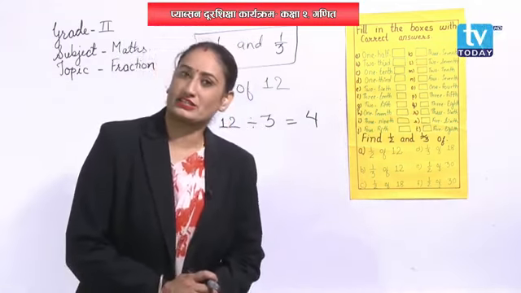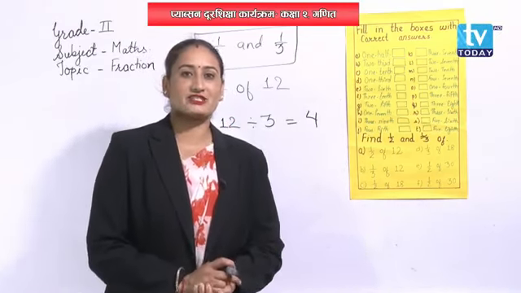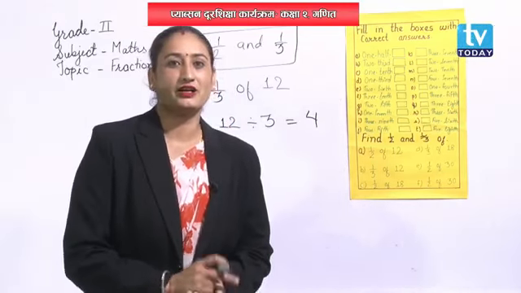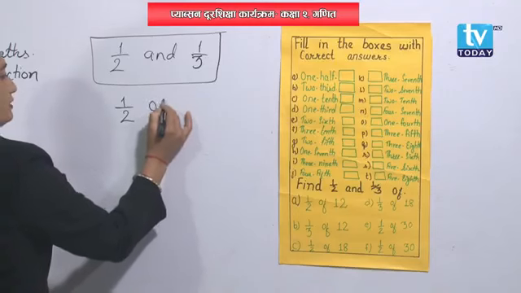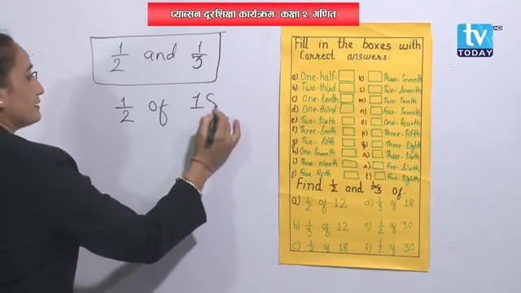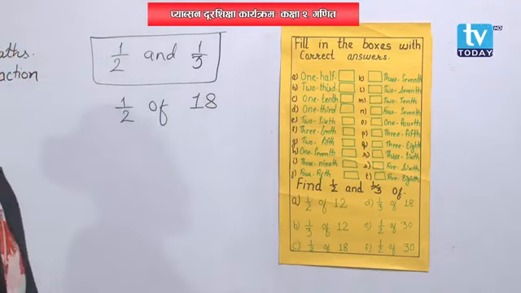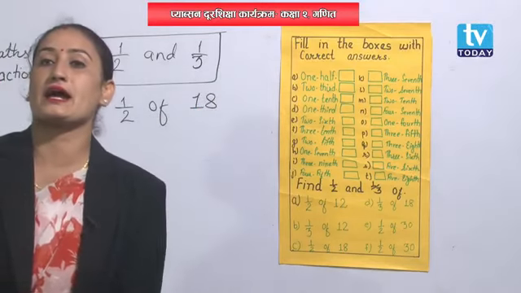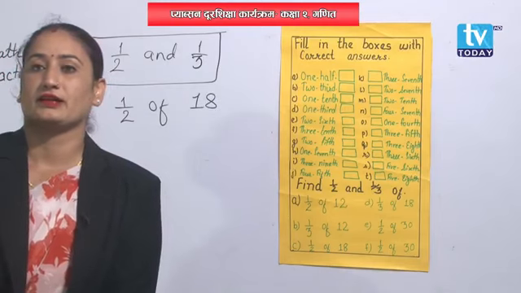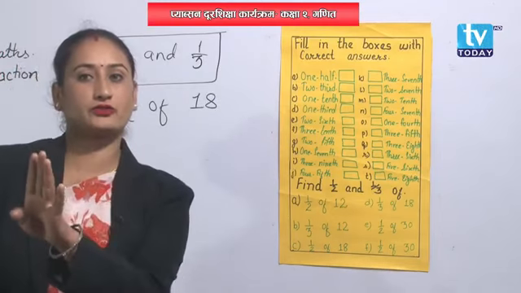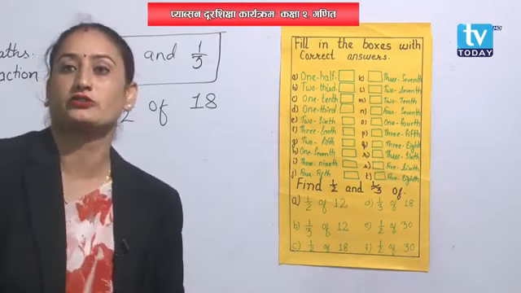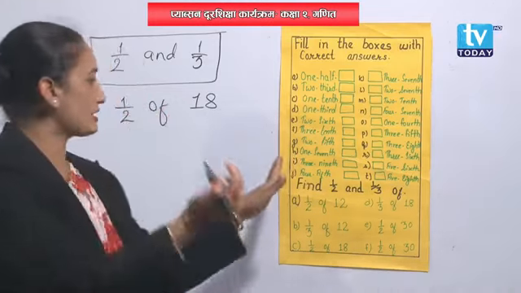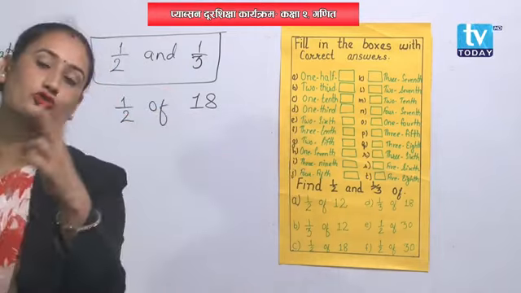Now the next question is for you. Are you ready to solve that next question? Okay, the next question is like this. 1 by 2, half of 18. Can you make that 18 lines into half group, into 2 groups? Half group means only 2 groups are there. So can you separate that 18 lines into 2 groups?